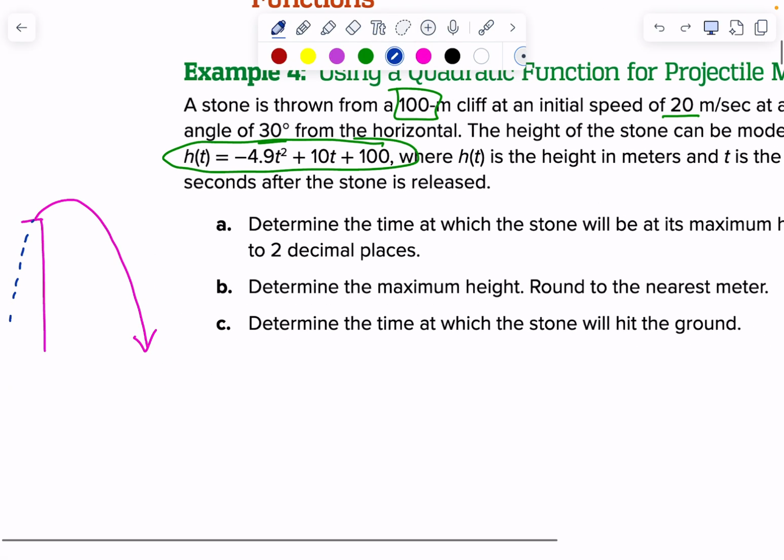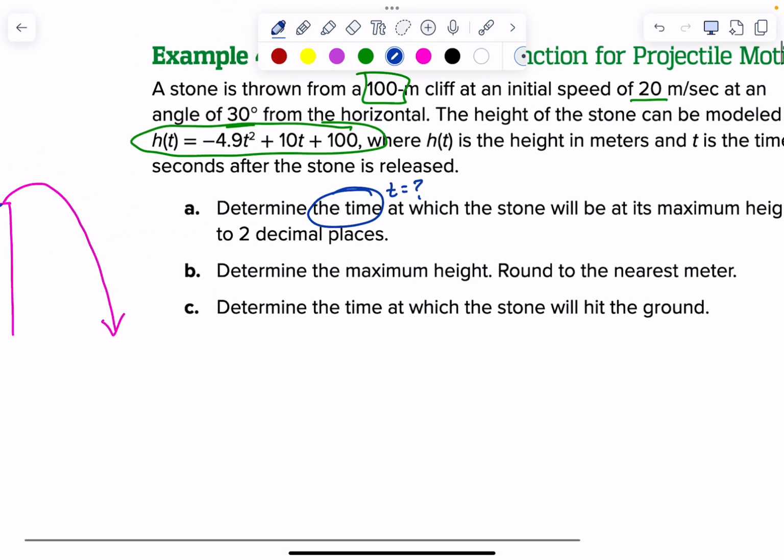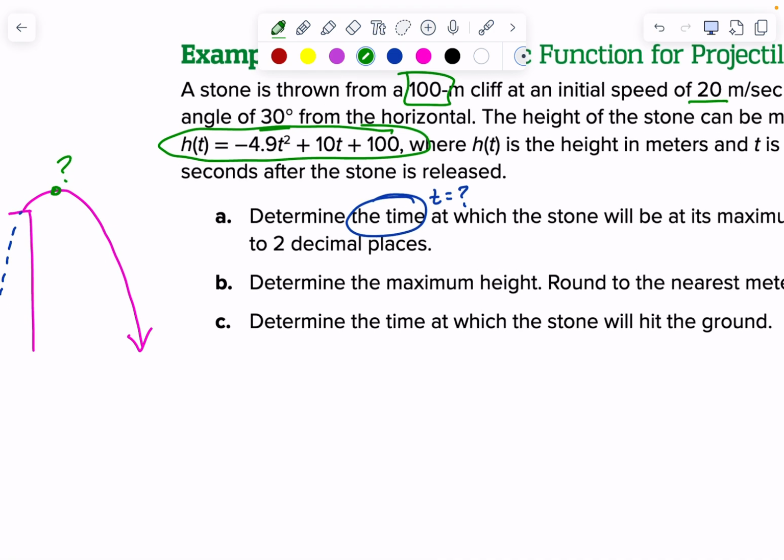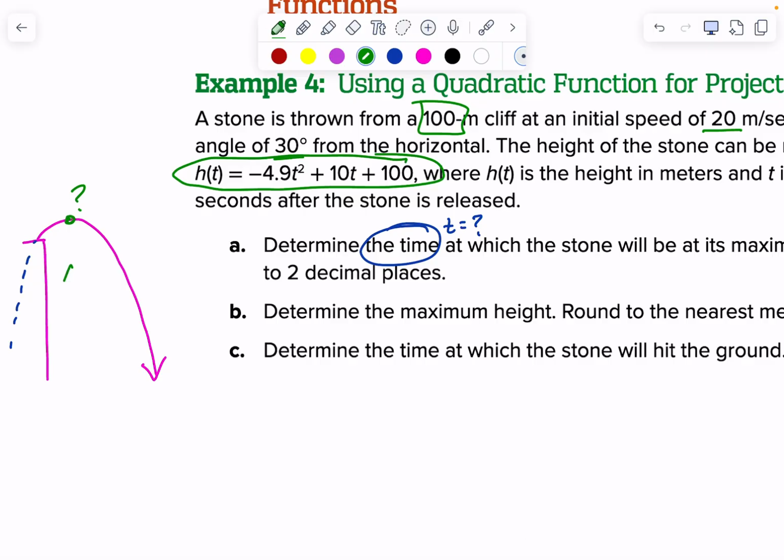Determine the time. So we're solving for t, at which the stone will be at its maximum height. Oofda. What does that mean? Vertex. That means where is the vertex, and we're solving for time. So are we looking for the x coordinate of the vertex or the y coordinate? X, because t is the x variable. So how do we find that t value, that x coordinate?